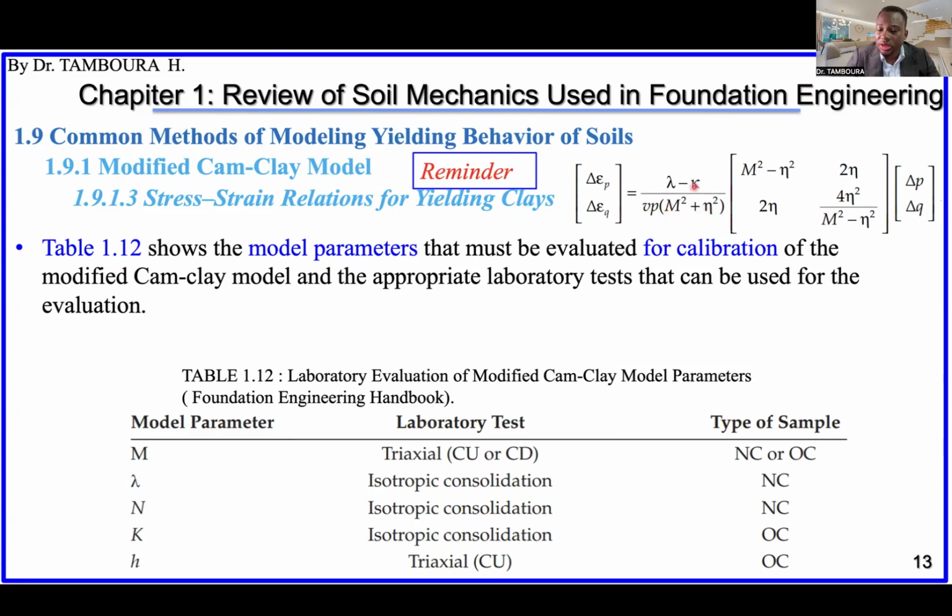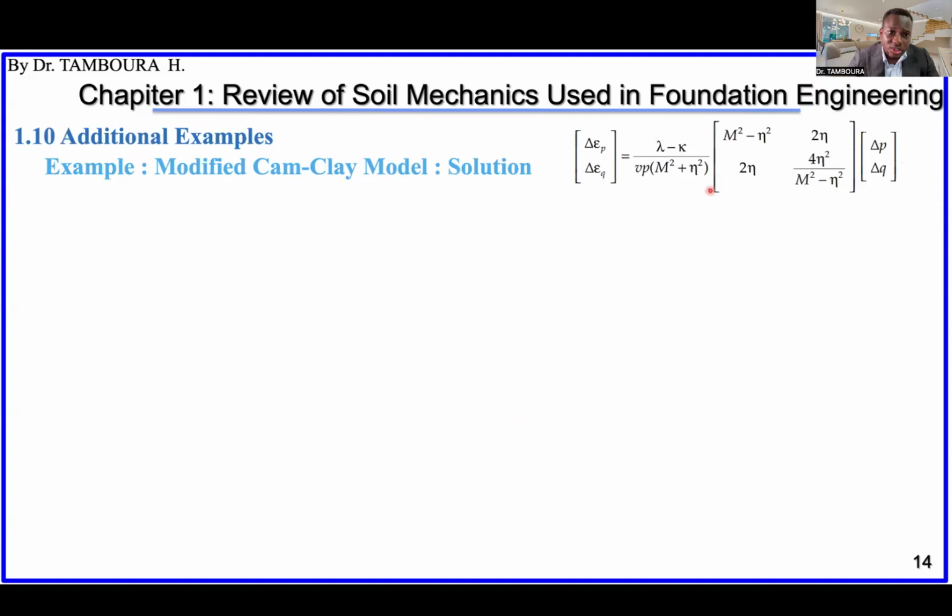Okay, we want to obtain the parameters of this D matrix. If we obtain this D matrix, then for any load increment, delta P, delta Q, the software will give us the corresponding strain. That's all. Okay. So before using the modified Cam-Clay model in your software, you need to get all these soil parameters. This is what we are going to do in this example.